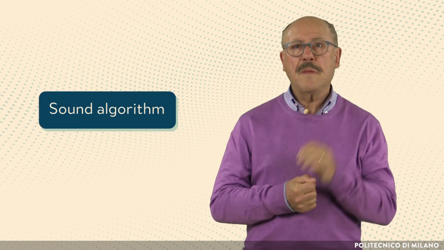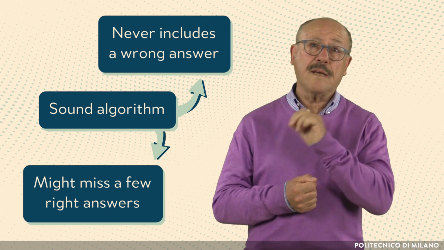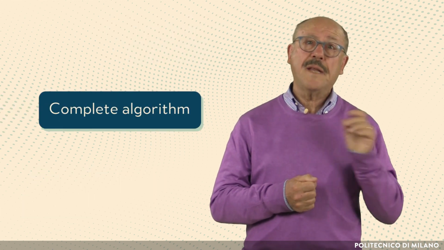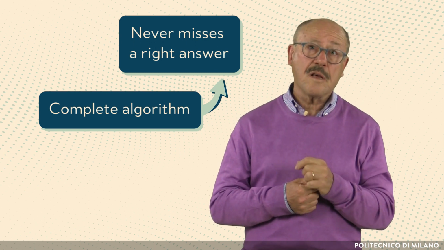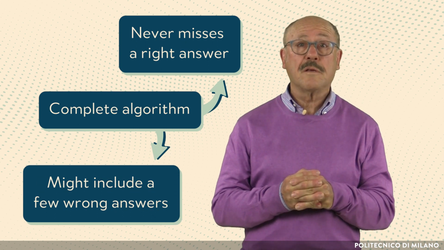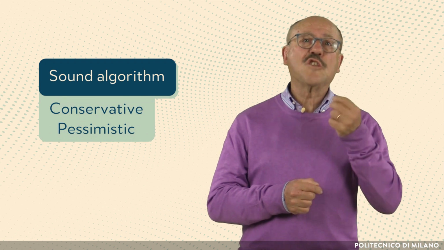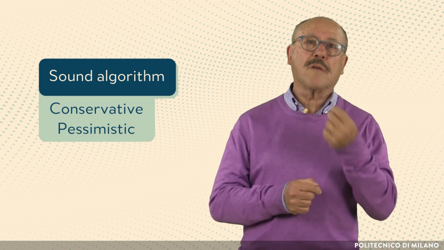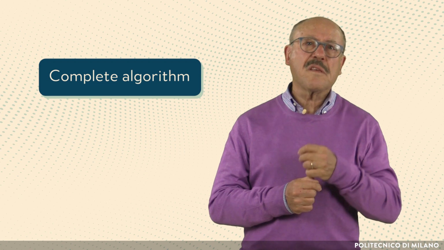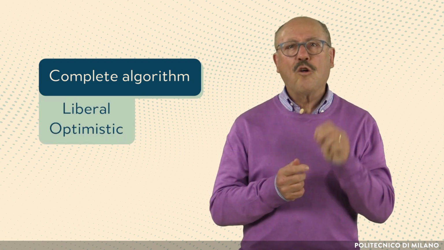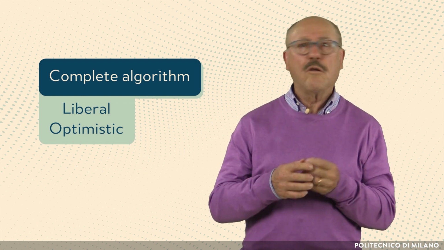A sound algorithm never includes a wrong answer, but it might miss a few right answers. A complete algorithm never misses a right answer. It provides the complete set of right answers, but it might include a few wrong answers. A sound algorithm is conservative, pessimistic. Its dogma is to remain on safe grounds to get assurance on its results. On the opposite, a complete algorithm is liberal and optimistic. It is open to more results than may turn out to be invalid in an attempt to include all results.